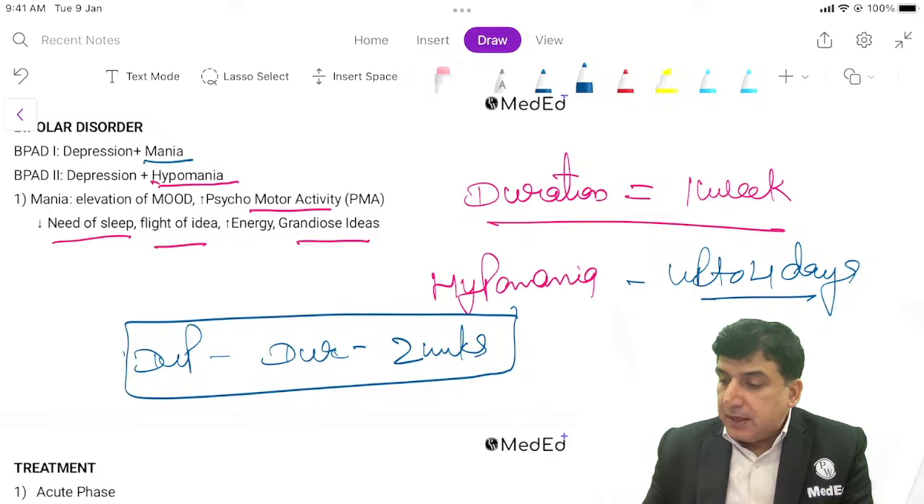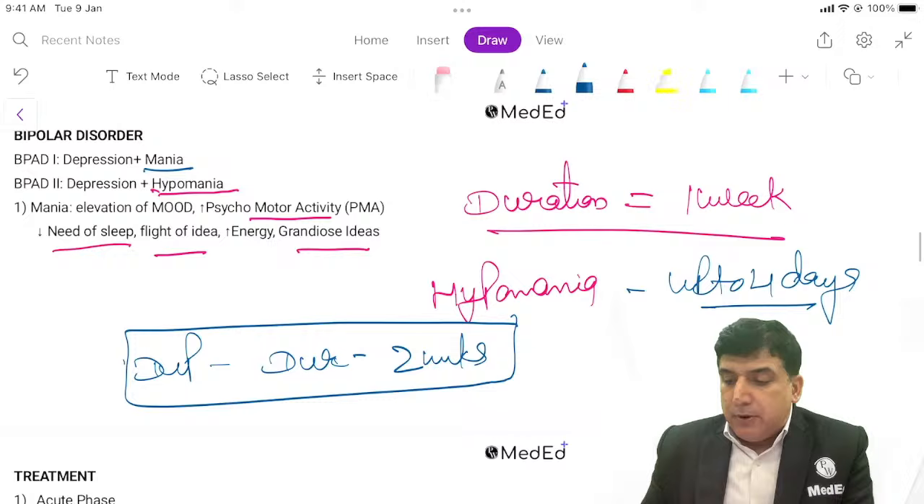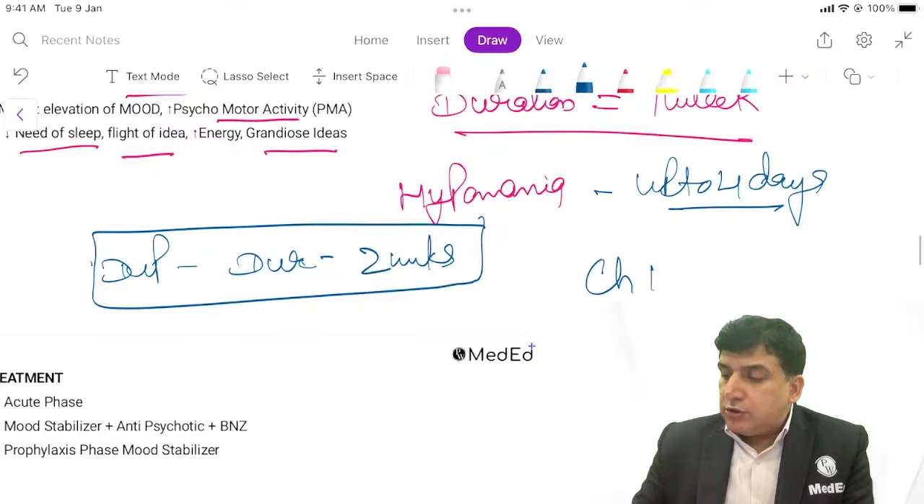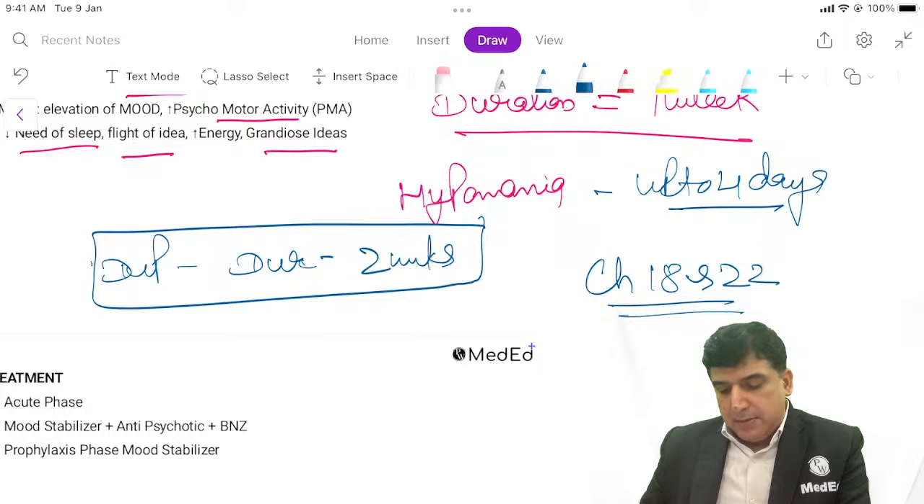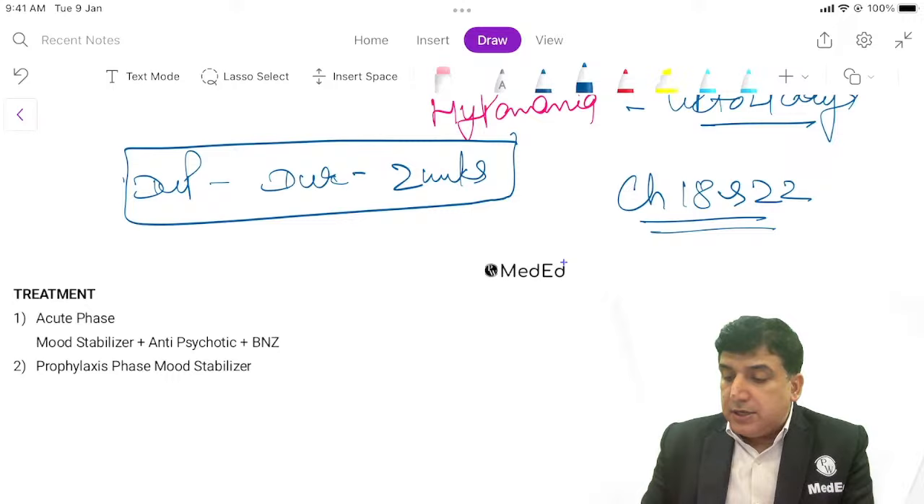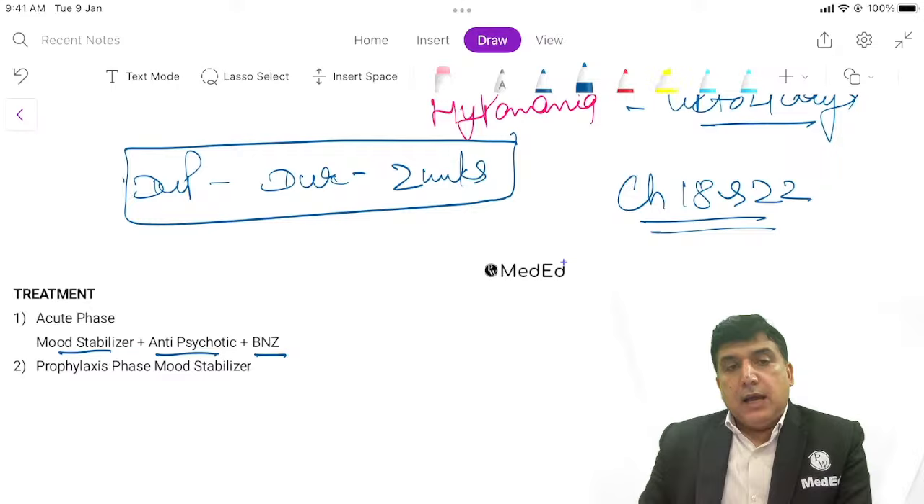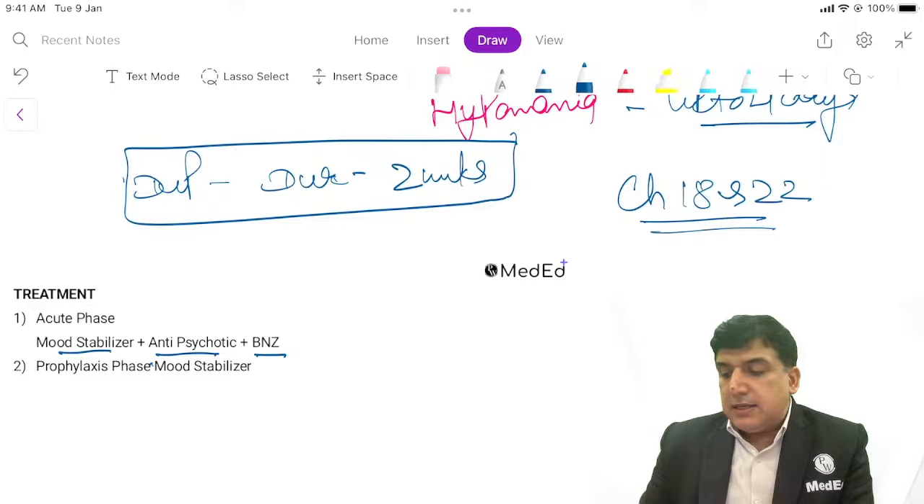In bipolar disorder, one more thing you can remember is that chromosomes 18 and 22 are associated with bipolar disorder. In the acute phase, we give a combination of mood stabilizer, antipsychotics and benzodiazepine. In the prophylaxis phase, we give only a mood stabilizer; we stop the antipsychotic and benzodiazepine. Why do we continue the mood stabilizer in prophylaxis? To prevent relapse.